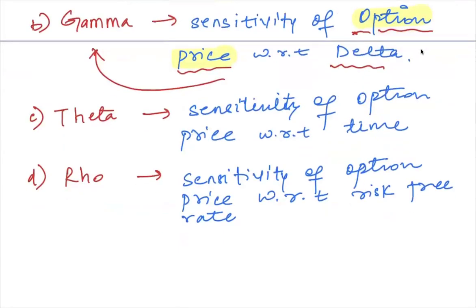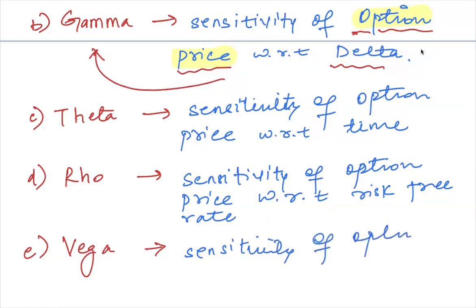And the last piece is theta, sorry, rho or vega. So delta, gamma, theta, rho, and vega. Okay. So vega is nothing but again sensitivity of option price with respect to the implied volatility.